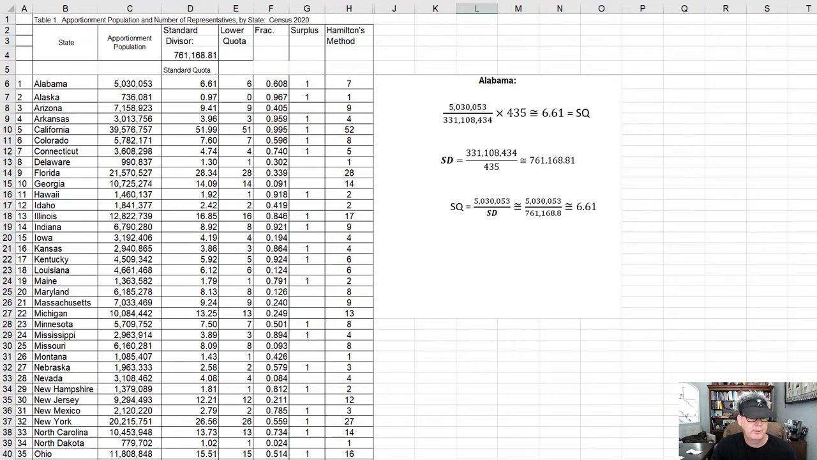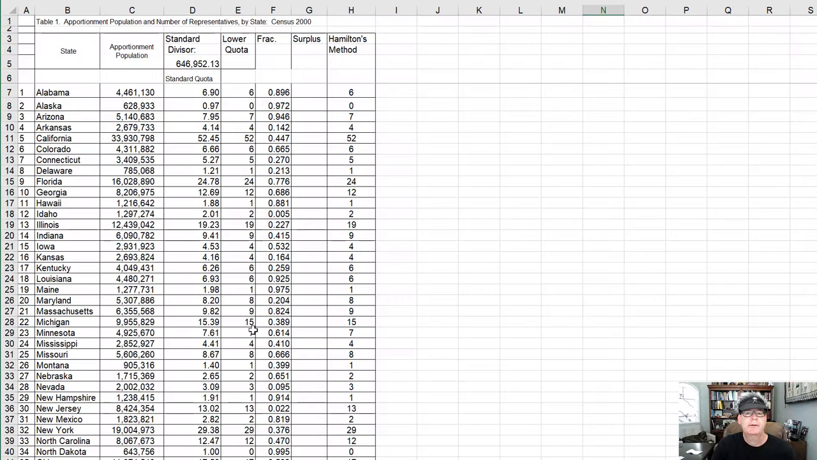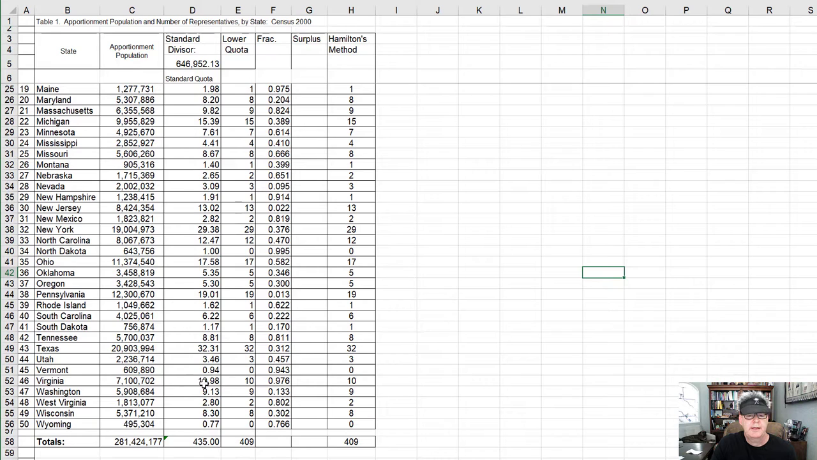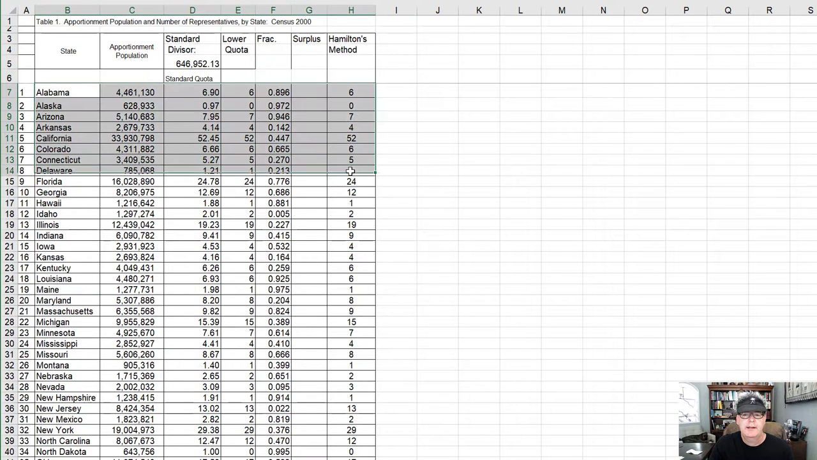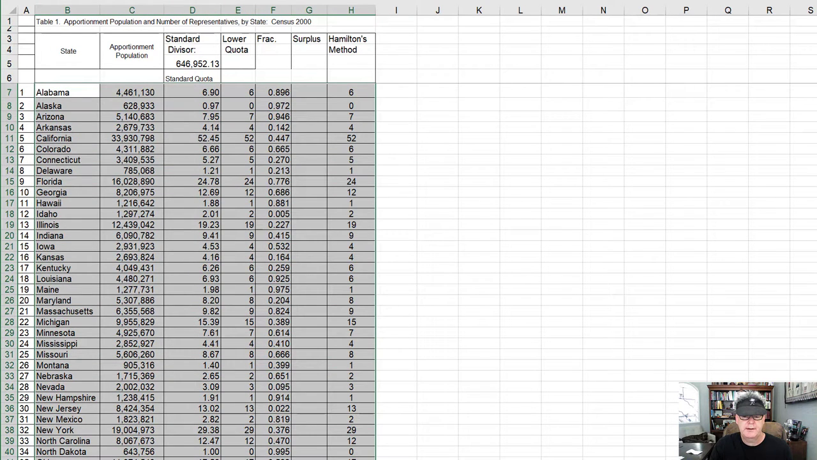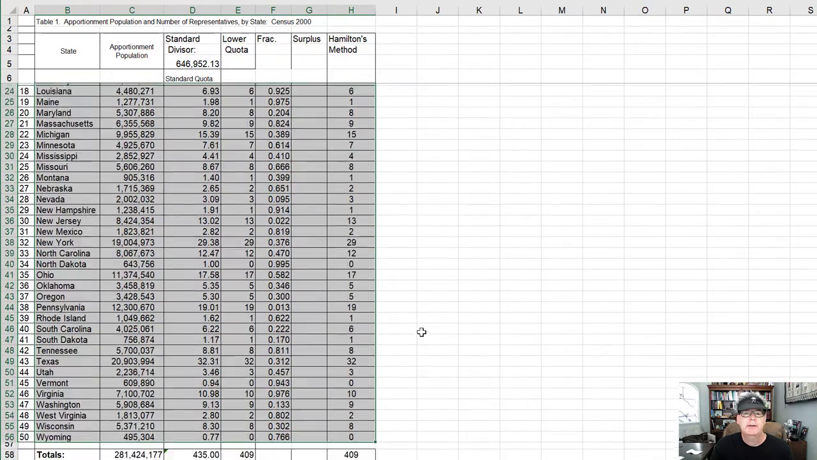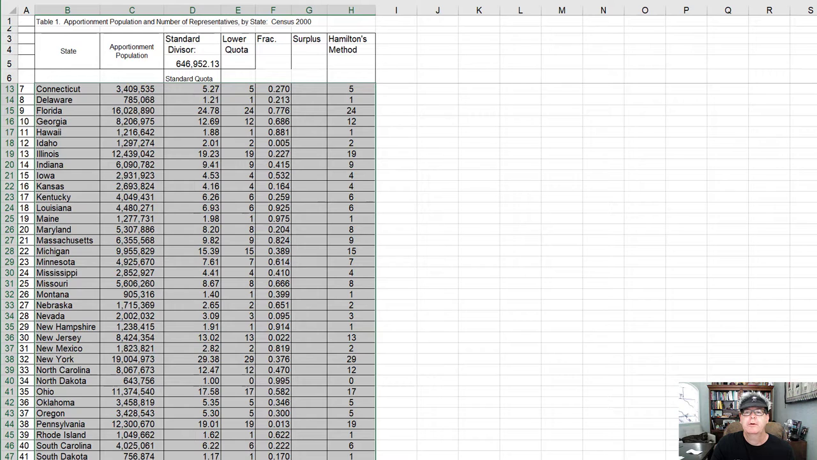We could do it one more time. I don't think we need to see it, but take a quick look here. I've already got the population of this is 2000 with that 281 million, and in this case we gave out 409 seats if you go to the lower quota. So again, it's got a different standard divisor, so population was smaller. So the 435 meant roughly one representative for every 647,000 people. But again, all we need to do is, once you subtract the lower quota from the standard quota, arrange them in order of that fraction.